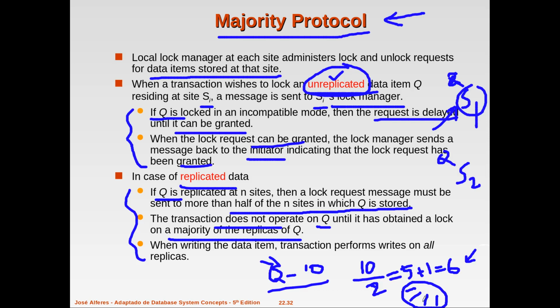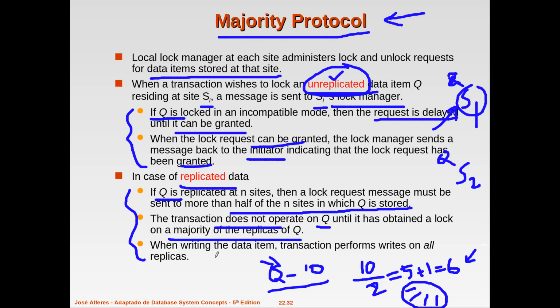If some sites are under failure, maybe we will not get a majority of grants. If a transaction is requesting an item, it will send a request to more than half of the sites where that item resides, and it expects responses, that is lock grants. If it gets a majority of grants, that means if the request is sent to 6 and it gets 4 lock grants, it can access the item Q for that particular transaction operation.